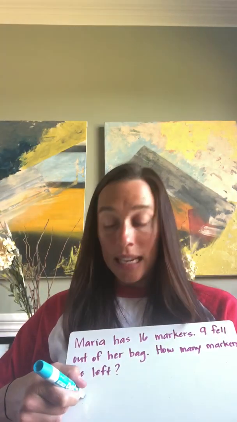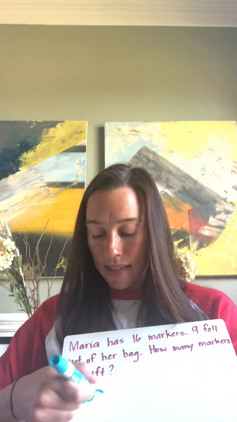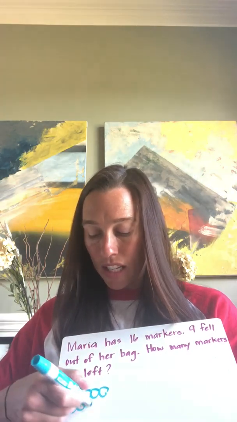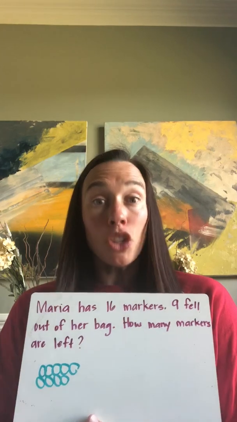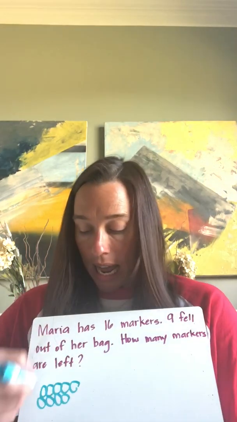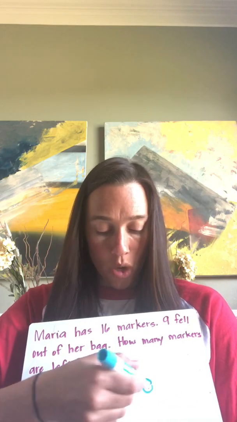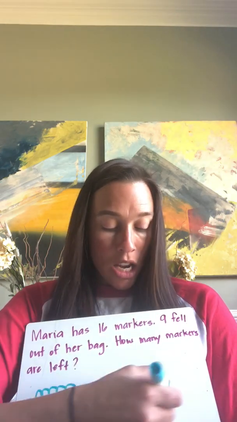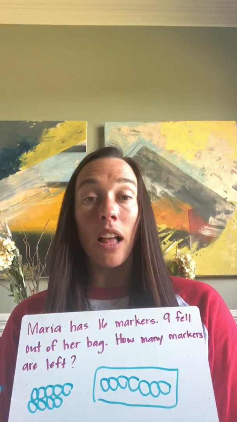You would have said, I would have started at 9. So here are my 9, because these are the ones that fell out. And I would have counted on to 16. 9, 10, 11, 12, 13, 14, 15, 16. So here are how many fell out.